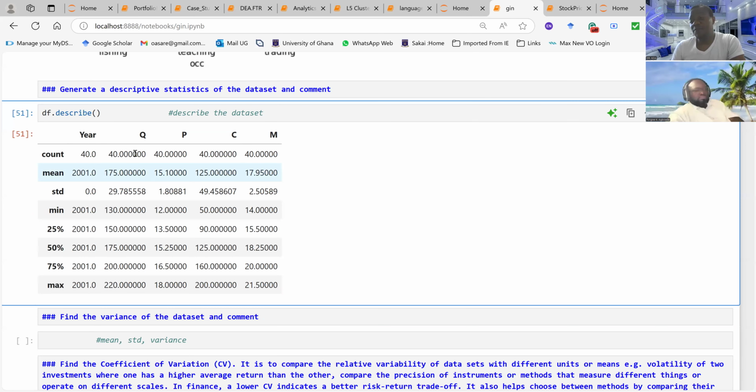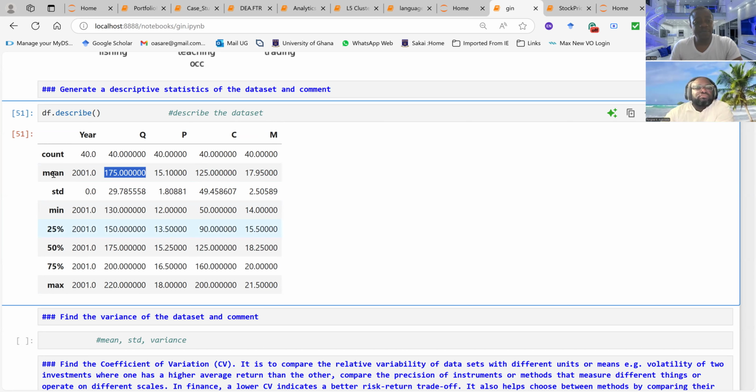Now it's going to give you descriptive statistics for just the numerical variables, and I'm sure you know this already. The year is not important. So the average quantity demanded of gene bitters is 175. That's the average quantity demanded of gene bitters. You can see that. There are several questions you could be asked here.